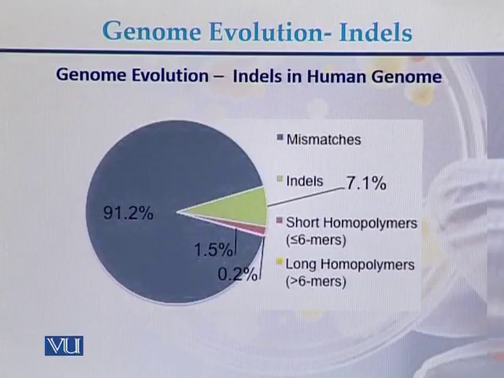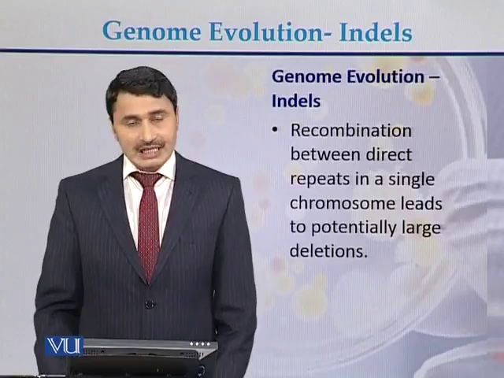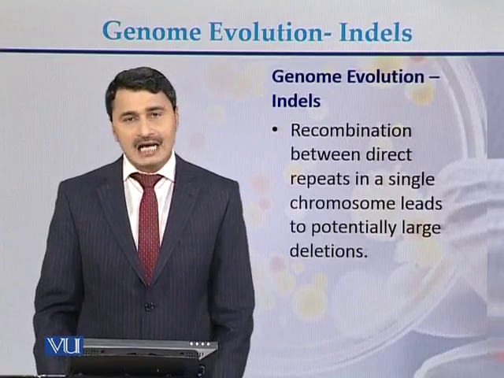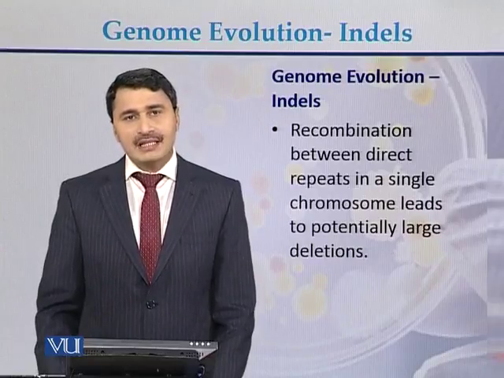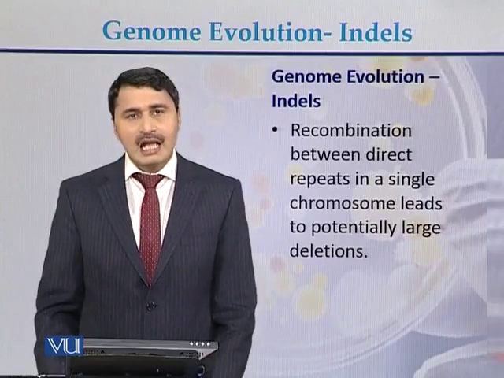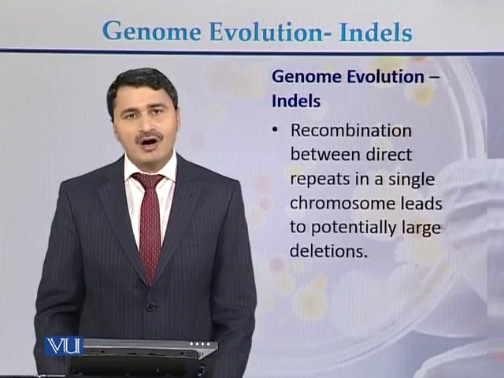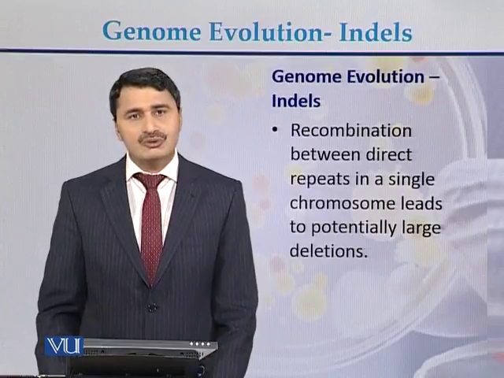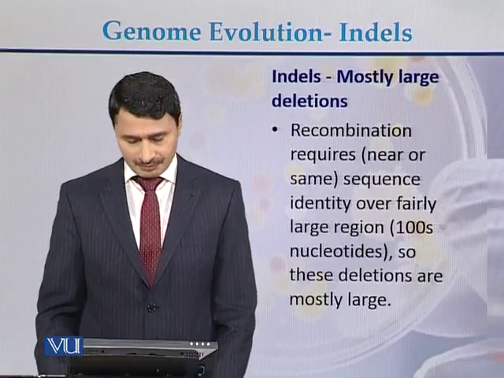In the human genome there are approximately 7.1% indels, including all types of variants. Recombination between direct repeats in a single chromosome leads to potentially large deletions. Indels can be in the form of single nucleotides and can be in the form of large deletions. Large deletions are usually due to repeated sequences which are present on the genomes.